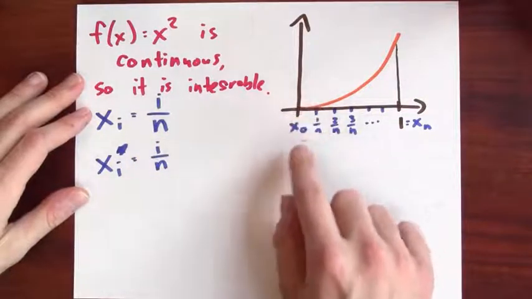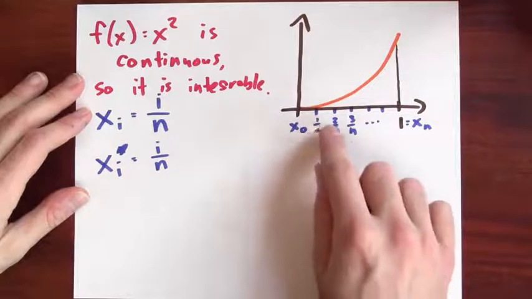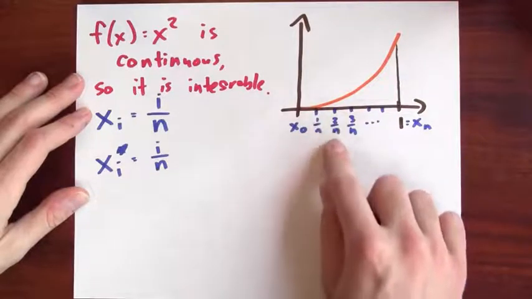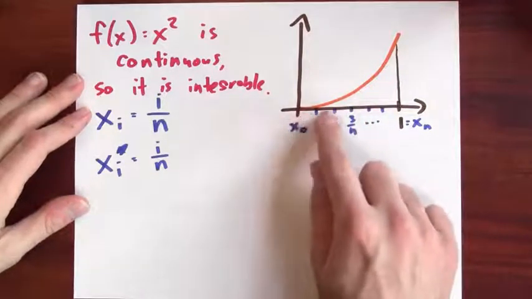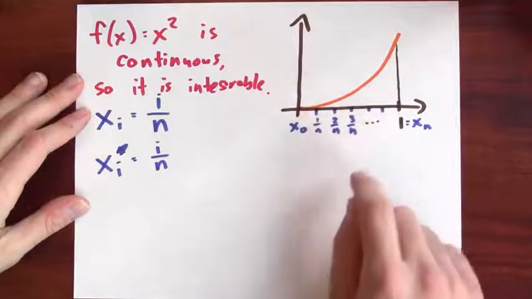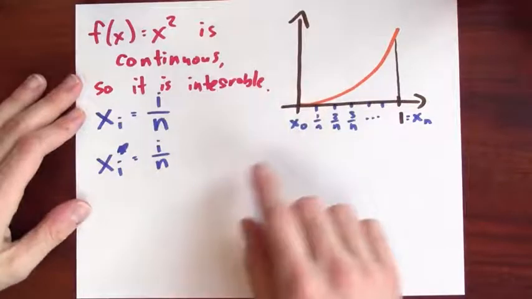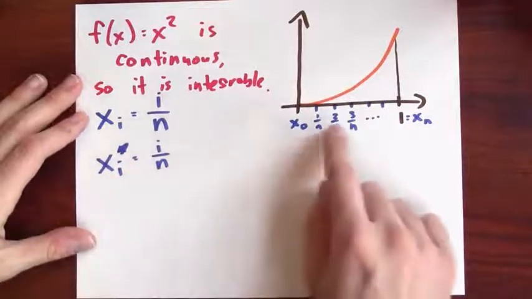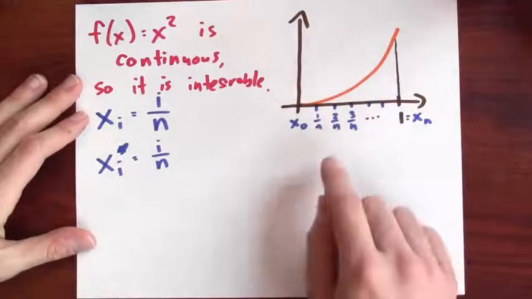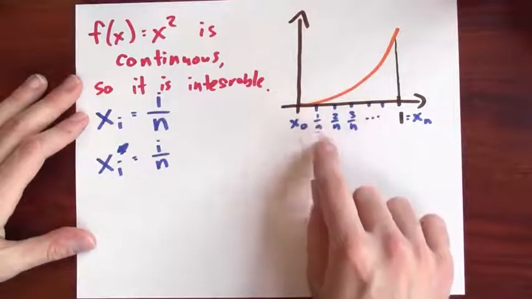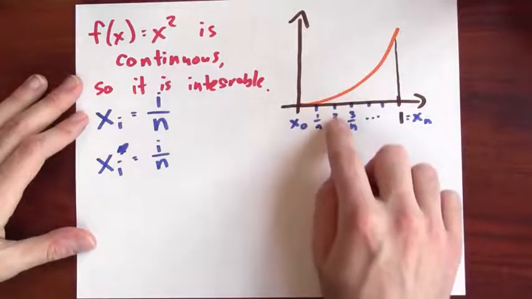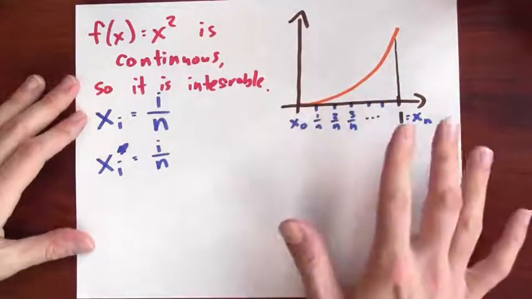So the first one here, or the one after the 0th one anyway, is 1 over n. The next one is 2 over n. The next one's 3 over n. And each of those subintervals has the same width, 1 over n. Now I also have to choose points to sample the function at, and I'm just going to choose the right-hand endpoint here. So my x sub 1 sample point will be 1 over n, my x sub 2 sample point will be 2 over n, and so on.